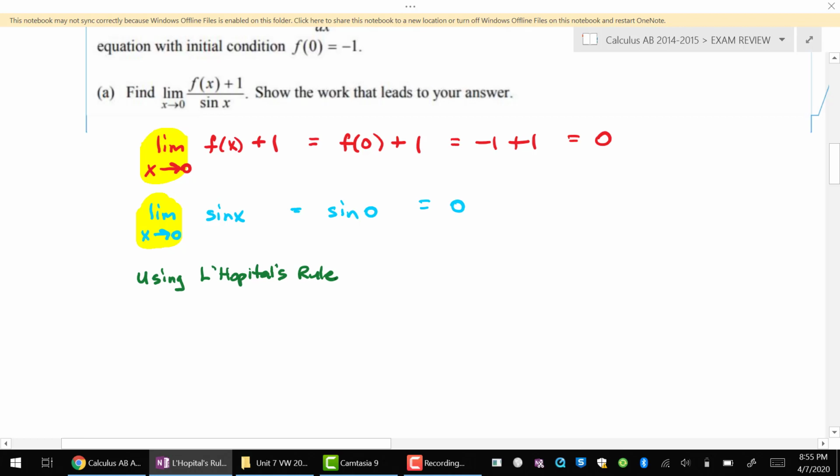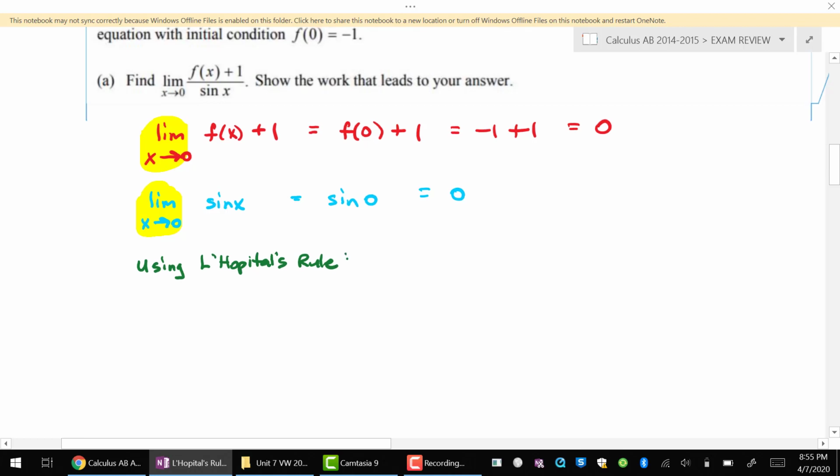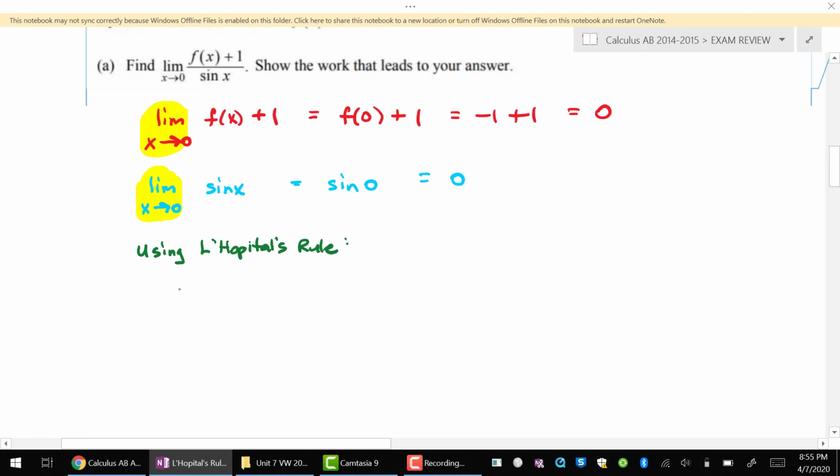State the name of your theorem. You can say by L'Hopital's rule. And then, with proper limit notation, don't forget, now I can take the derivative of the top, the numerator, and the derivative of the denominator. F of x plus 1 has a derivative of f prime. Sine of x has a derivative of cosine.